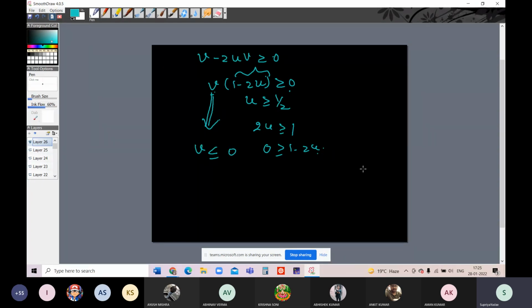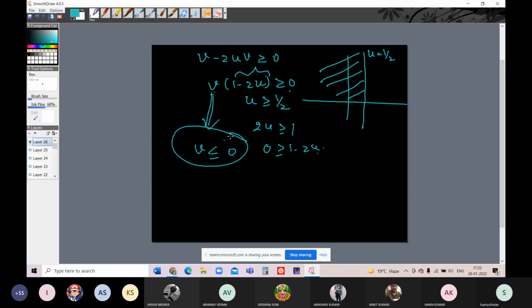तो इसका मतलब हमारे पास कौन सा रीजन आ गया, u is less than or equal to 1 by 2. This is u is equal to 1 by 2. u is less than or equal to 1 by 2, ये रीजन हो गया. और साथ में कंडीशन क्या है, v is less than 0. रिस्ट्रिक्शन हमारा क्या है, product is greater than 0, 1 minus uv is less than 0.